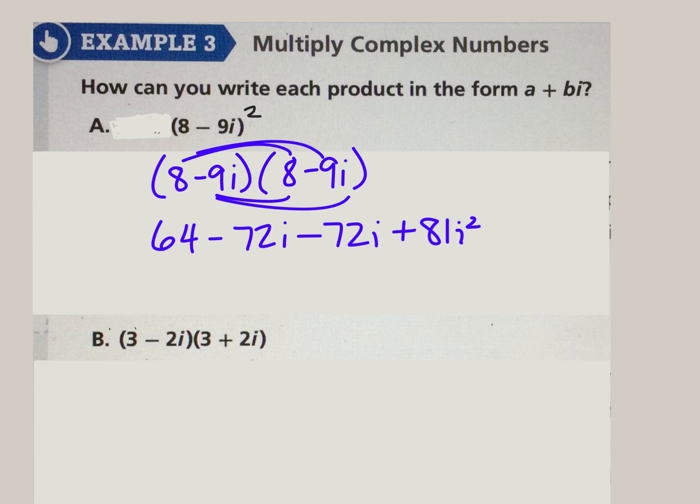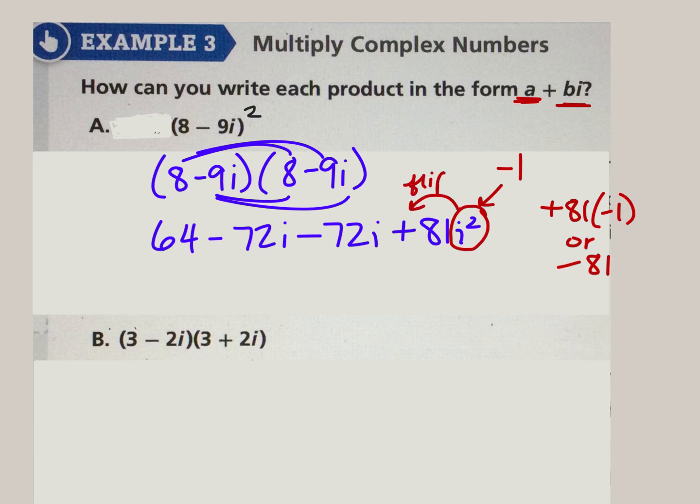Now here's a little bit different, something strange here. Notice that this has i squared, but I know my final answer should just have an a and a bi in it. If you remember from a few slides ago, i squared equals negative 1. So really this last part is saying plus 81 times negative 1 or minus 81. So what I do is I think i squared is going to flip this sign every time. So this is really negative 81 right here.